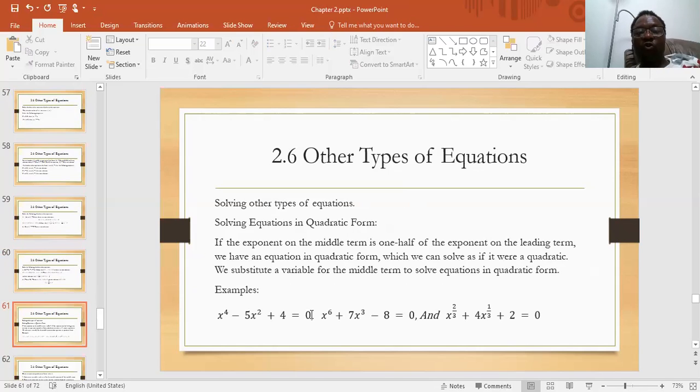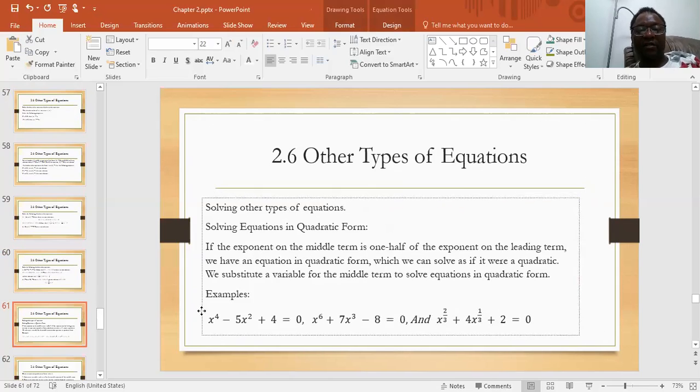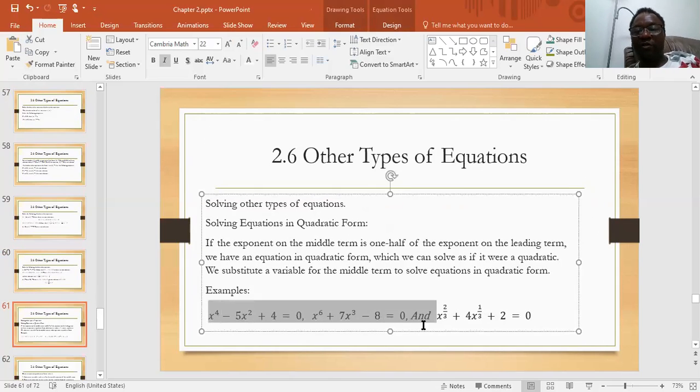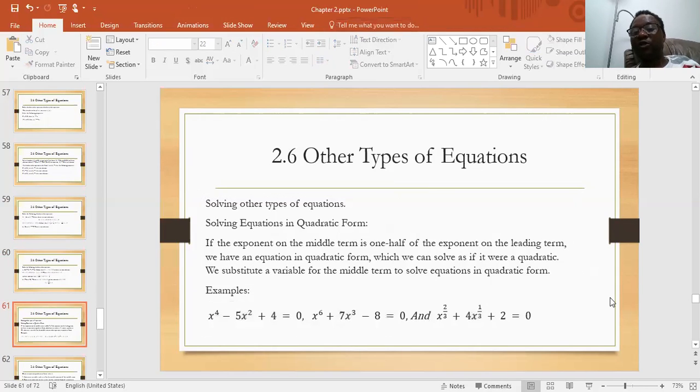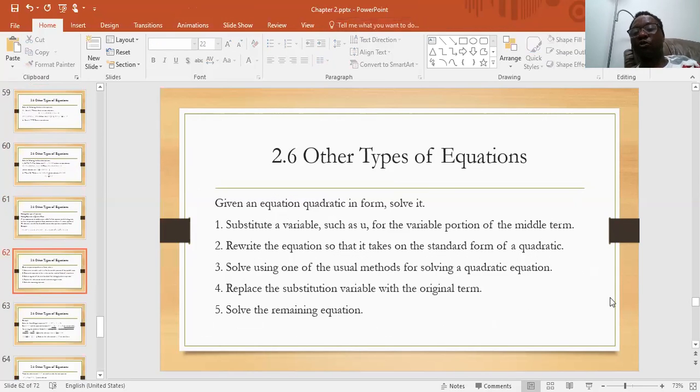Sometimes an equation could be like any of these three. What you will observe is that if you look at the middle term x squared, the square of it is x^4. Here the middle term is x^3, the square of it is x^6. Here the middle term is x^(1/3), the square of it is x^(2/3). So this is a disguised quadratic equation. In this case, you make a substitution.